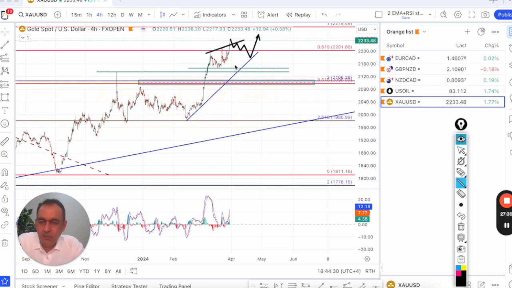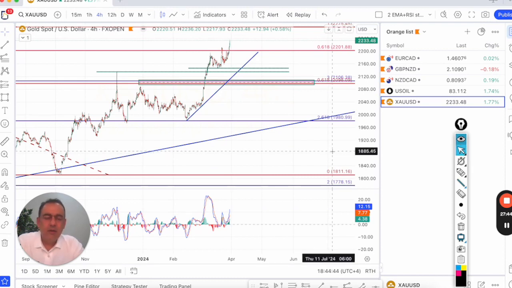Otherwise, just keep buying in small quantities at the given price, and you can keep adding whenever you get a dip on the lower time frame and you expect it to reach 2275 to 2300. So gold remains ultra bullish across all time frames. So this is the plan for the upcoming week.